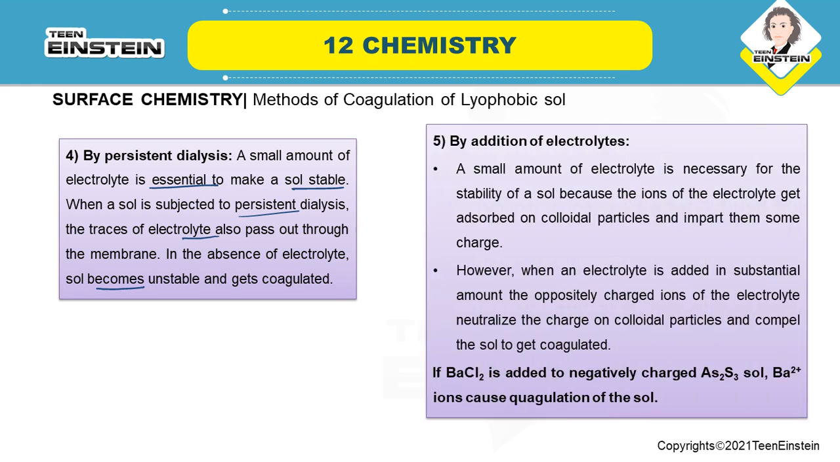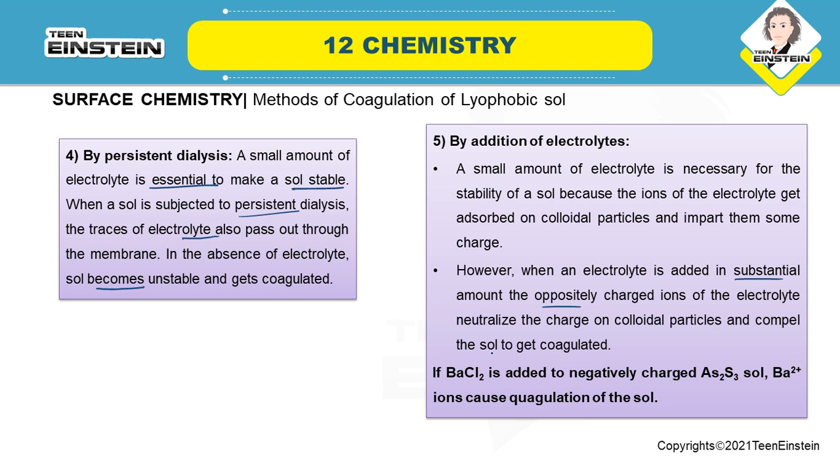Fifth method, by addition of electrolyte. We have already seen that a small amount of electrolyte is essential for the stability of a colloid. But suppose the ions of the electrolyte are present in excess amount. If it is added in substantial amount, the oppositely charged ions of the electrolyte will neutralize the charge present on the colloidal particles, leading to coagulation.